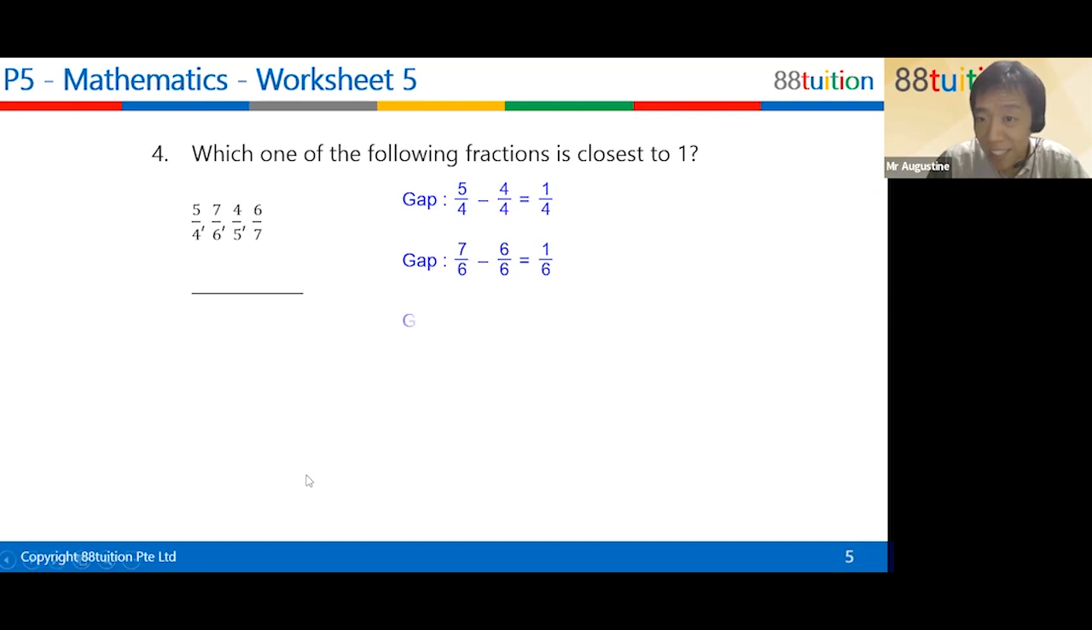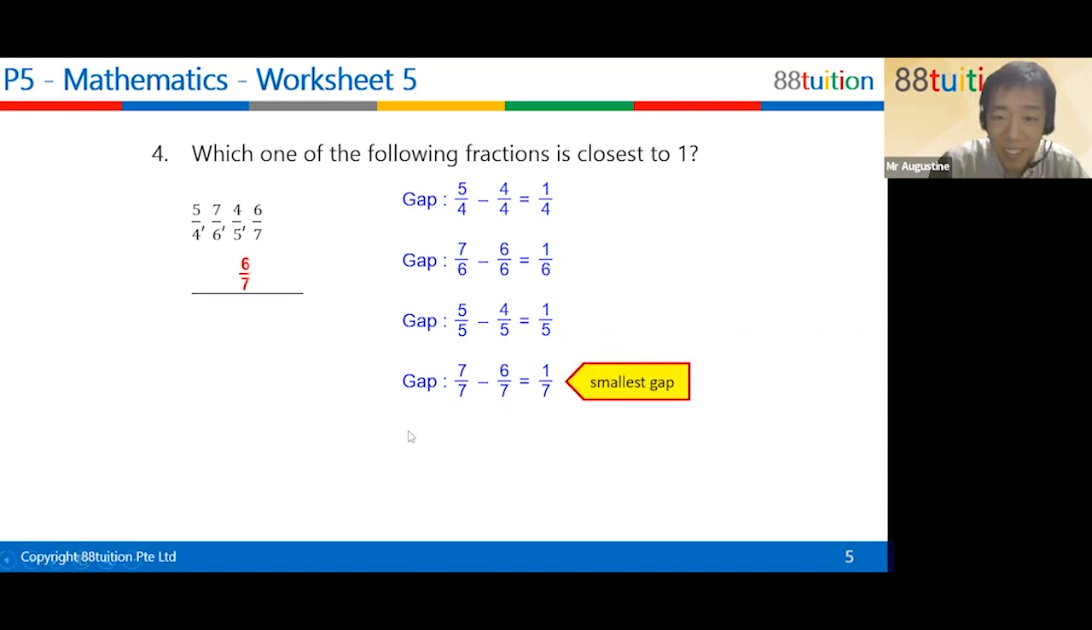Okay, I will press out all the 4 gaps and you can see for yourself. The closest to 1 will have the smallest gap. Is that right? So to get the smallest gap, what must be the largest or the smallest? If you want the smallest gap, remember the denominator will be the largest. Is that right? Therefore, the answer is 6 out of 7.